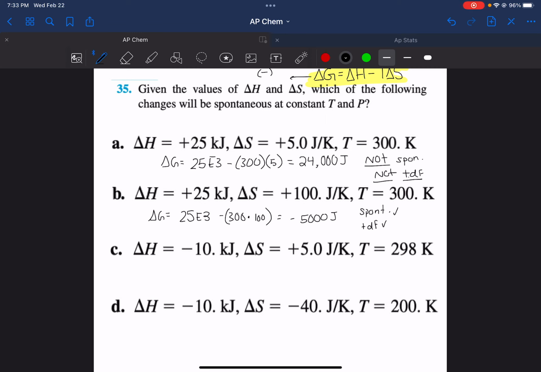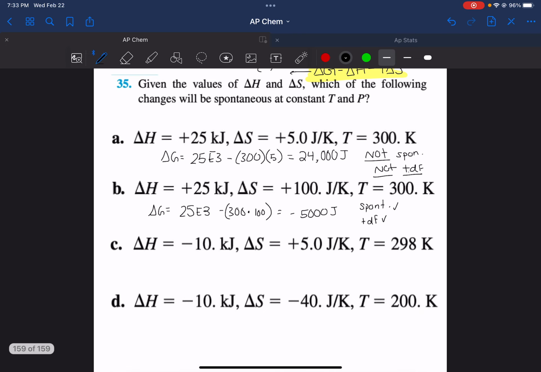Okay, now we have delta H negative, which is good. But without looking at G here, we know that this reaction will be spontaneous at all temperatures. Why? This is why. Delta H is negative. This is the concept that they're basically trying to get you to understand. Delta H being negative is thermodynamically favorable in itself because it's exothermic, basically.